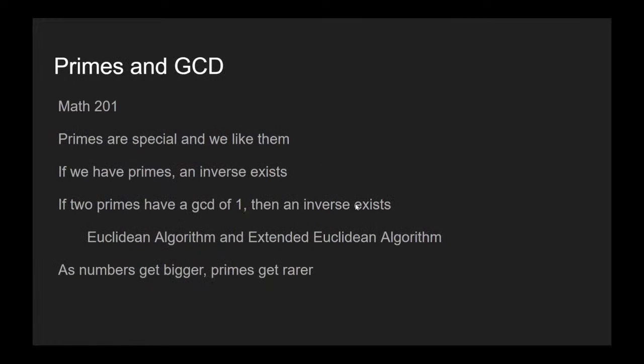Yeah. So the next step in the evolution of crypto is we said, okay, so we have mod and we have inverses. That's cool. But what if we took it a step further by introducing primes and their inverses? So we like primes in crypto. They're very special because if you have a prime, that means you have an inverse. And if 2 numbers have a GCD of 1, greatest common divisor, that means an inverse exists. And if we have a GCD of 1, encryption algorithms really like that.